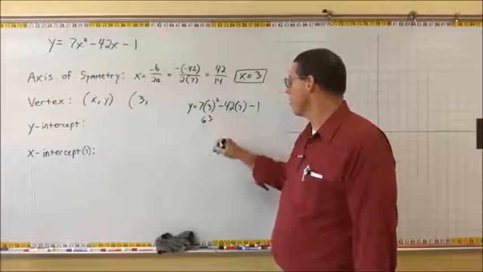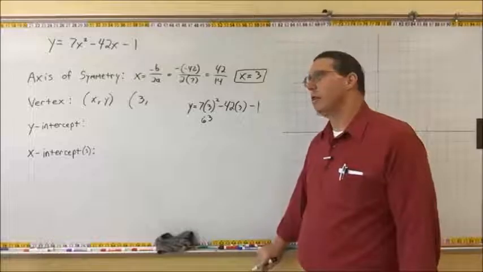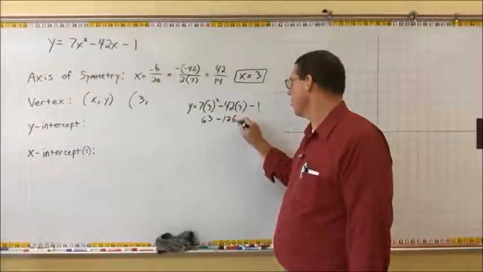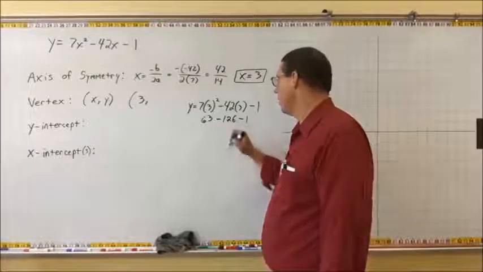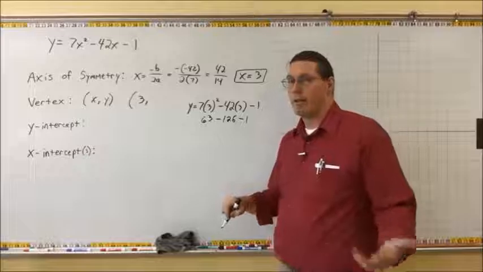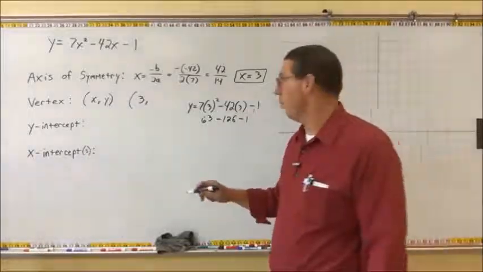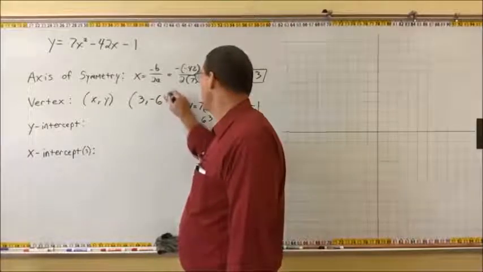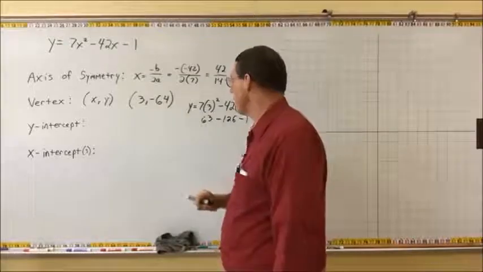So we got 63. 42 times 3 is 126. Okay? So that's 63 minus 126 minus 1. Well, 63 minus 126, that's negative 63. Minus 1, that's negative 64. So the vertex is at 3 and negative 64. All right, so we've got the vertex.